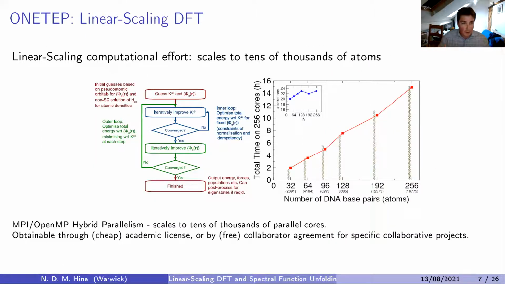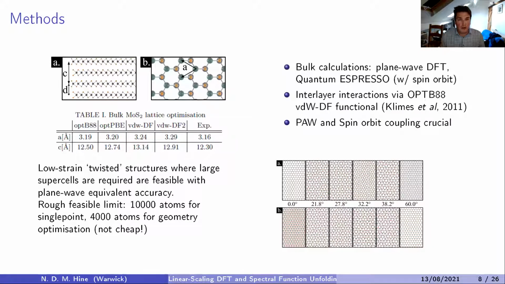We have a double loop optimization scheme, which means we optimize both the kernel and the NGWFs. So what kind of things have we applied this to? Well, in the area of 2D materials, we've been working on this for quite a few years now. We started by looking at transition metal chalcogenide bilayers, heterobilayers, and in this case, we found we needed various new bits of technology, the van der Waals functionals, the PAW and spin orbit coupling, which we now have in ONETEP.